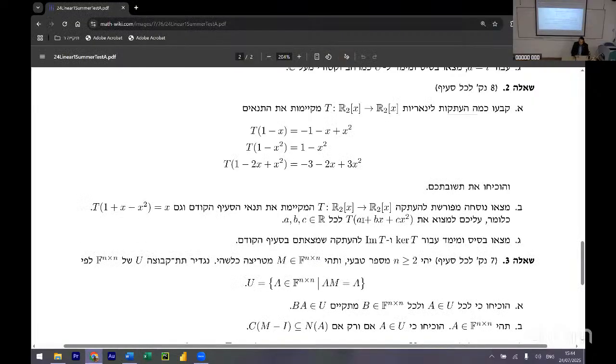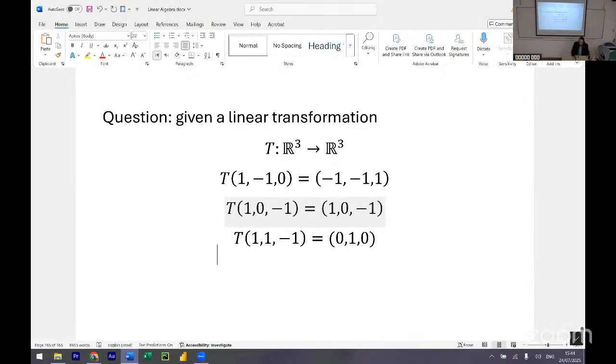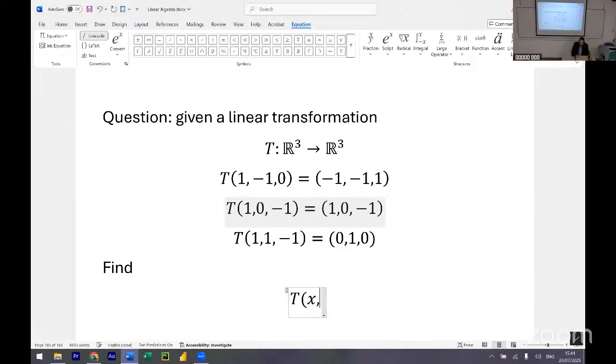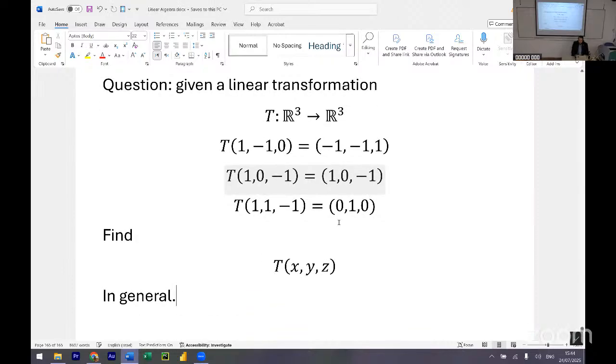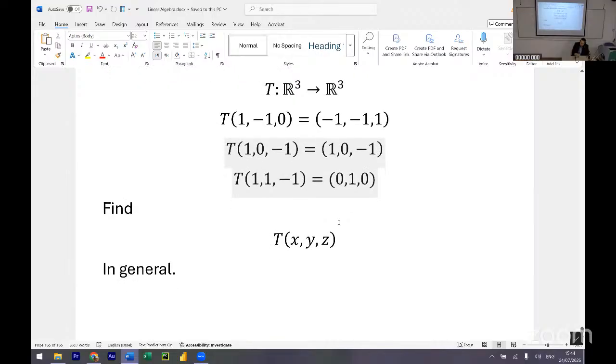And we're asking, find T of (x, y, z) in general. I just wish to say that that's exactly the question I've shown you before in the lectures. This is something we did exactly, and I'll remind you how to go about it.